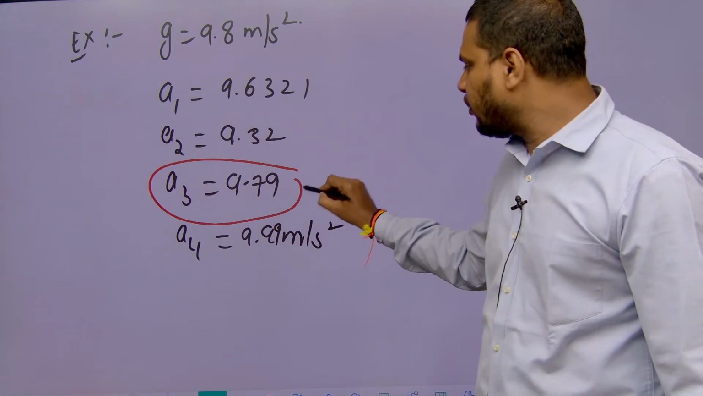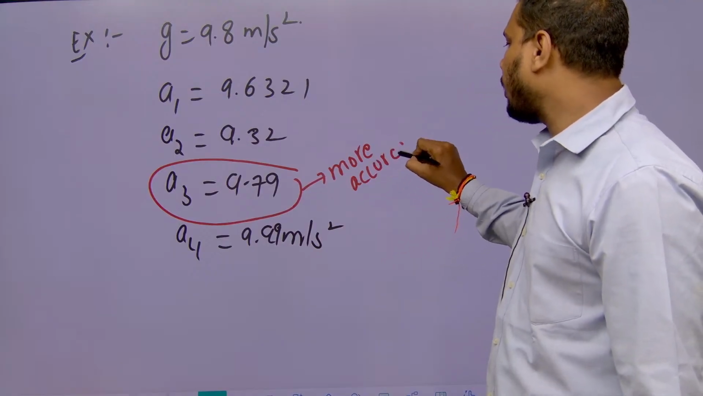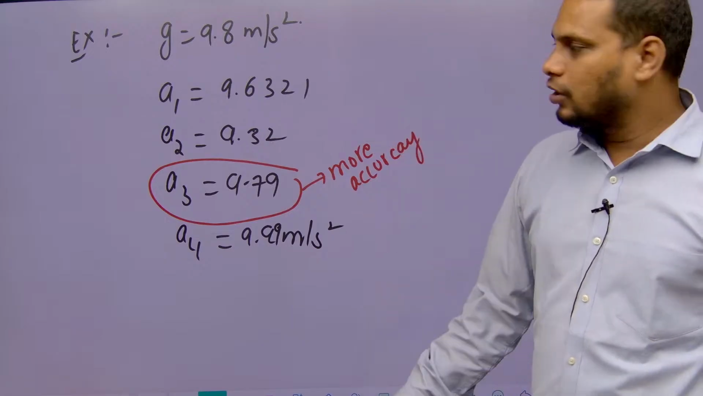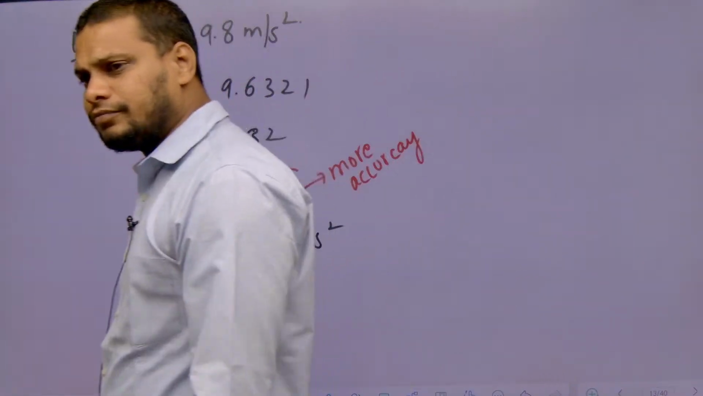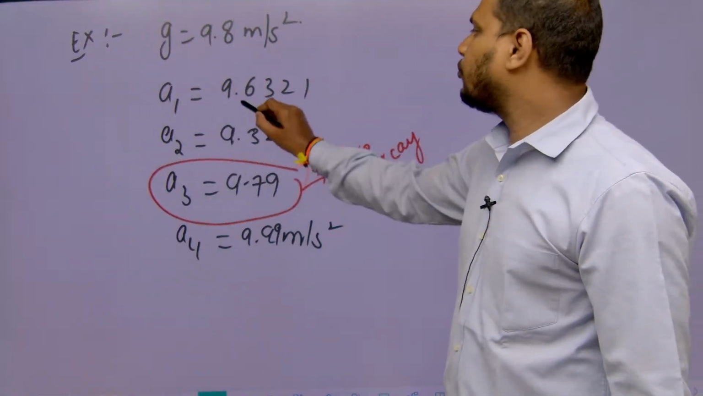9.79. So this is having what? More accuracy. Are you clear? This is having what? More accuracy. Then which is having more precision? A1. Why more precision? Sensitivity is more.